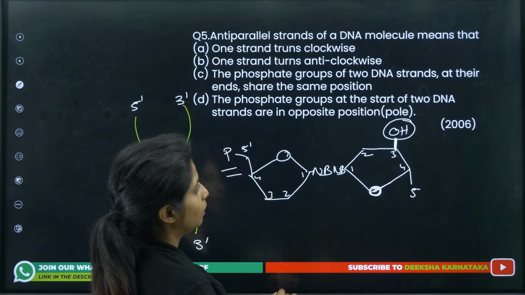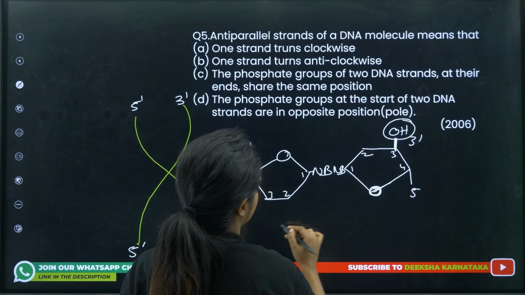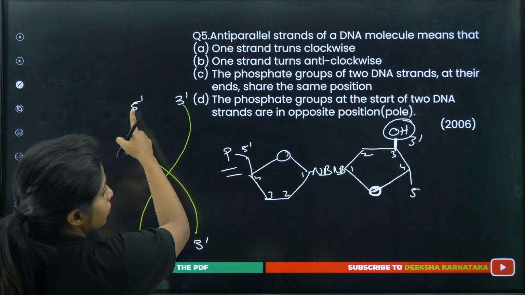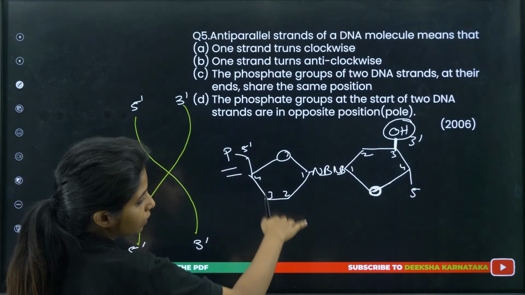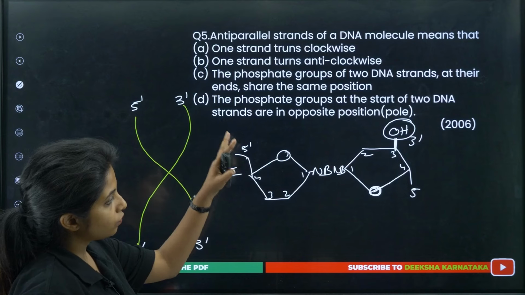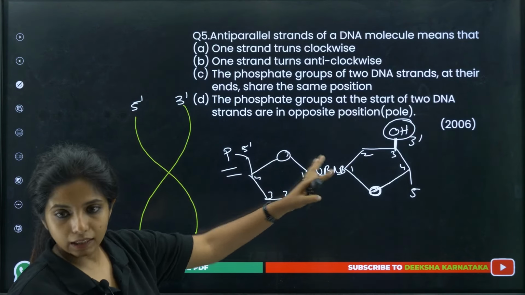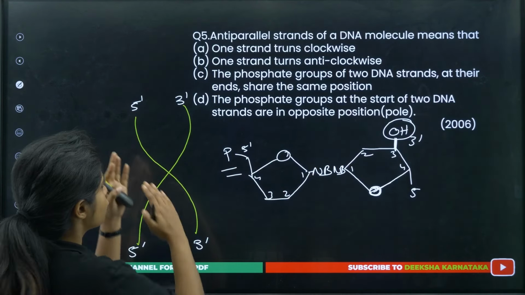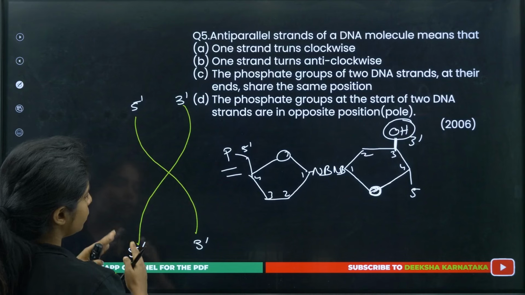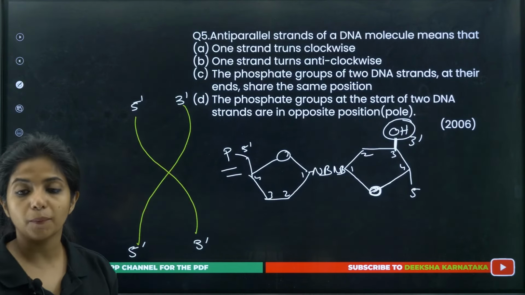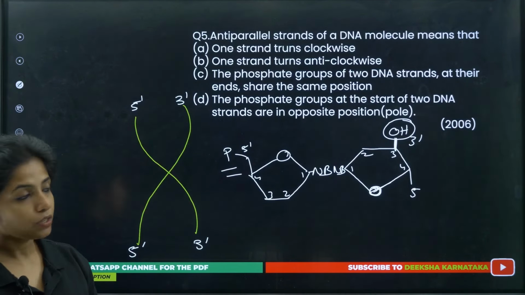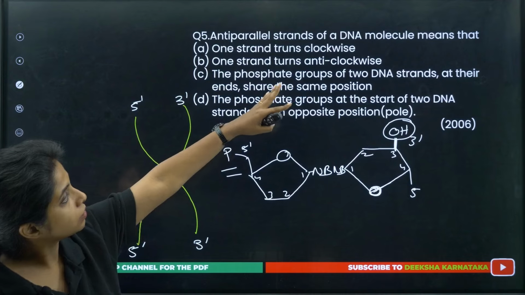Now you only tell me, this is 3' end and this is 5' end. This is 5' end, this is 3' end. Same thing happens. Similarly, the whole strand goes like this only. So if this is straight, this is upside down. This is why we call it anti-parallel. So one goes 5 to 3, the other one goes from lower 5 to upper 3'.